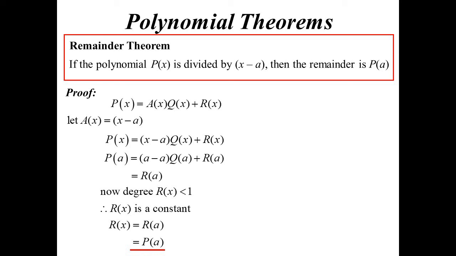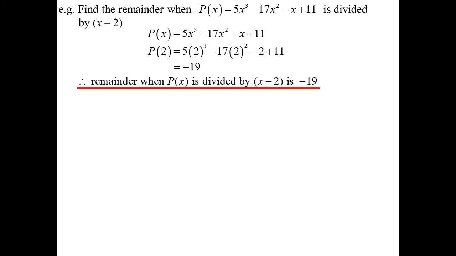So remainder x turns out to be polynomial a. Well, let's find the remainder. This is the same question we did yesterday by long division. So let's just show that, yeah, indeed, it does actually work. Polynomial, there it is. Polynomial 2, substitute in 2, and surprise, surprise, that is negative 19, which is indeed the same answer we got yesterday using our long division.